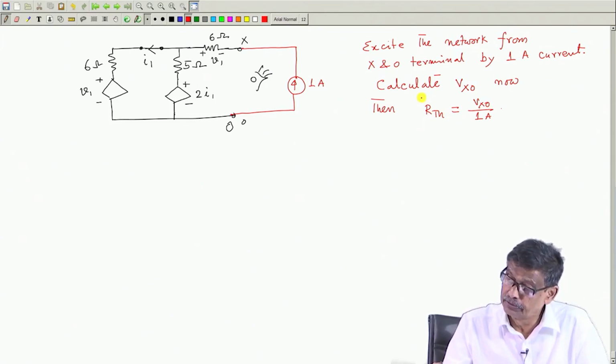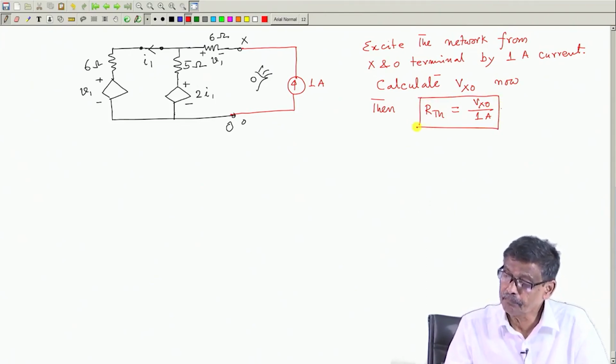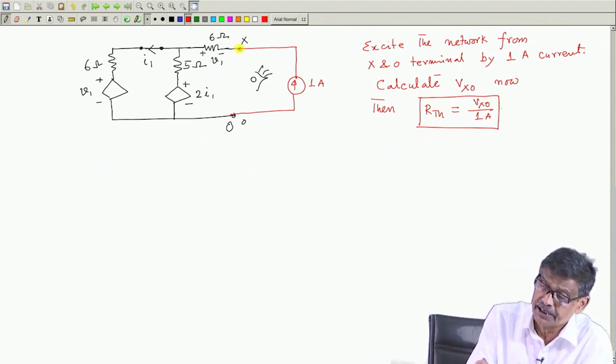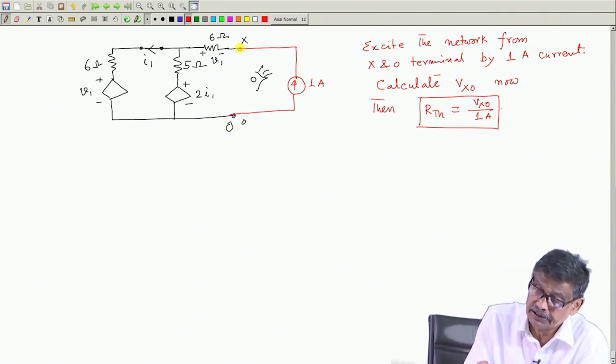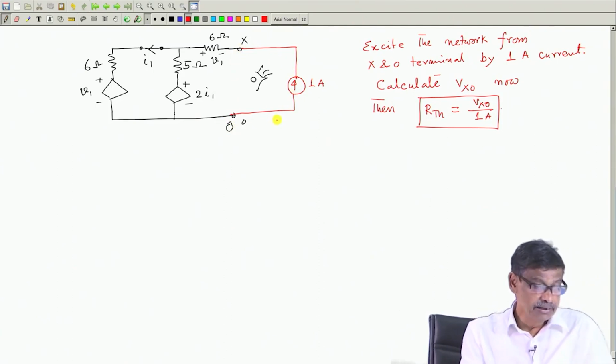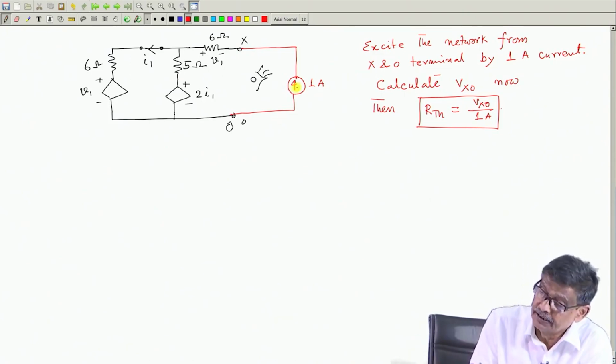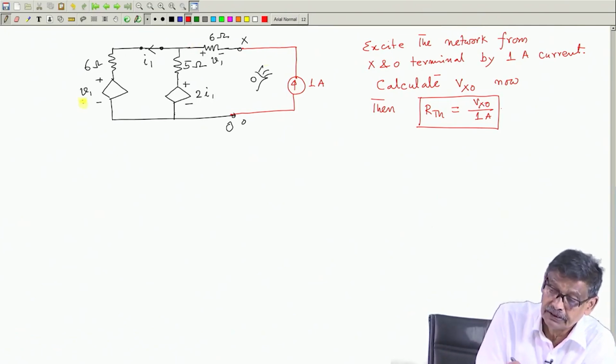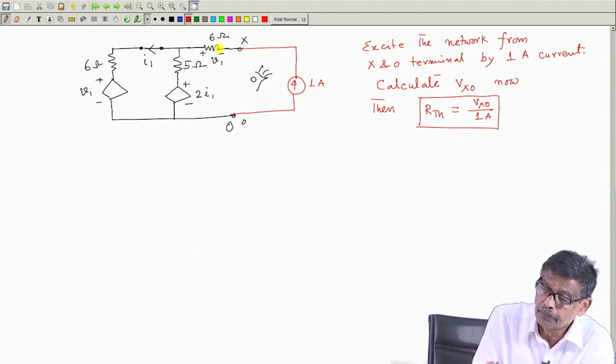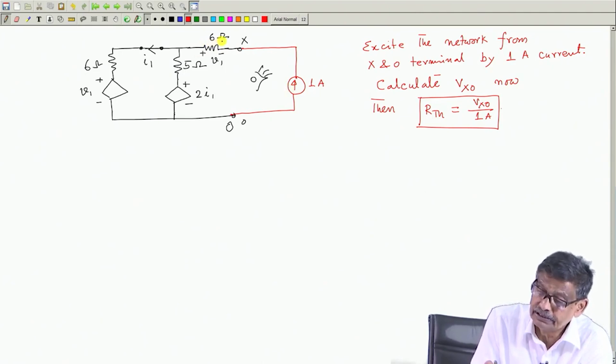So, this is how the steps will be. Essentially I have to calculate Vxo, the voltage between these 2 points, when it is excited by a 1 ampere current source. Clear? Now, if you are exciting this with a 1 ampere current source, the voltage drop across the 6 ohm resistance is 6 volt, with this plus and this minus.